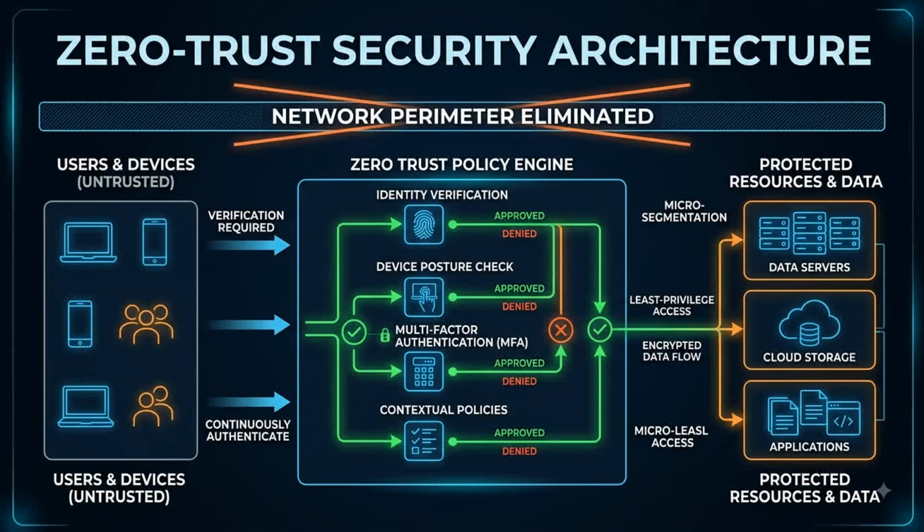The network perimeter is dead. This is the fundamental principle of zero trust security. For 50 years, security meant building walls. Trust everything inside the perimeter. Distrust everything outside. Today, this model is broken. Remote workers are everywhere. Cloud services are everywhere. The perimeter no longer exists. Zero trust security eliminates the perimeter entirely.